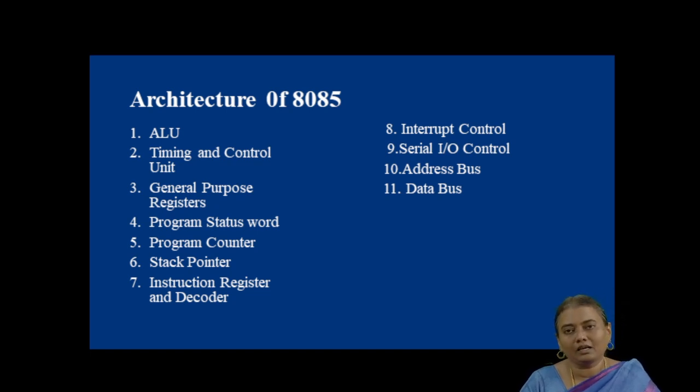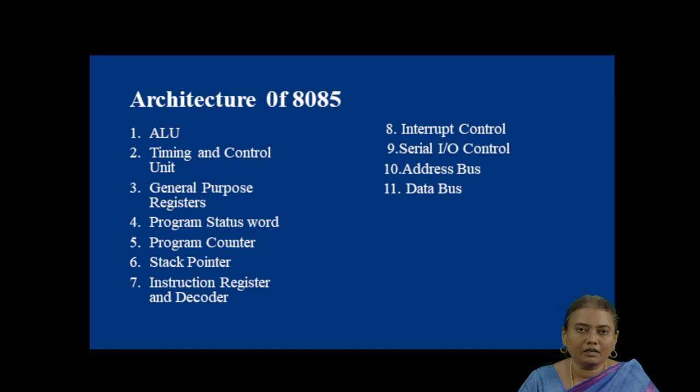The first one is Arithmetic Logic Unit. Arithmetic Logic Unit means this unit performs arithmetic and logical functions. Arithmetic operations are addition, subtraction, multiplication and division. Logical operations are AND, OR, NOT, XOR, XNOR, NAND and NOR operations. All these operations are done only in this arithmetic logic unit.